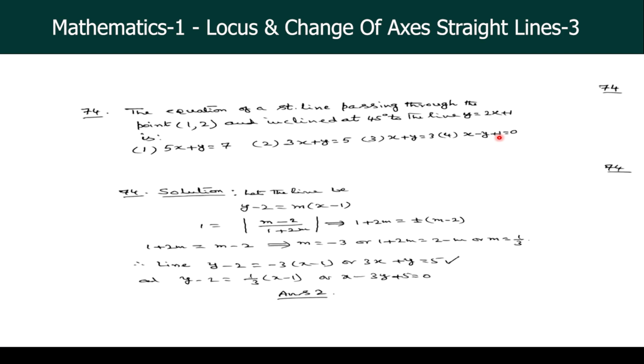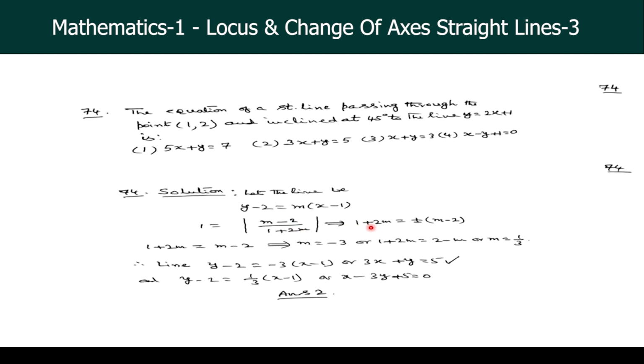Suppose the slope of the required line is m, so that its equation is y minus 2 is equal to m into (x minus 1). Now this line makes an angle of 45 degrees with the line y is equal to 2x plus 1. As per the formula of the angle between two lines, tan 45 degrees is equal to 1 is equal to the modulus of (m minus 2) by (1 plus 2m).